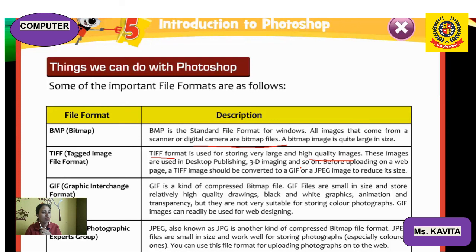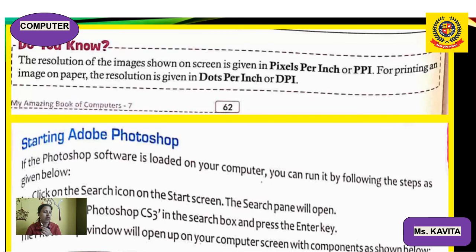Now, the Do You Know is given in the box. Children, it is very important. You have to go through that point and underline it in your book. It is given on page number 62. The resolution of images shown on screen is given in PPI, pixels per inch. For printing an image on paper, the resolution is given in dots per inch. Underline this one.